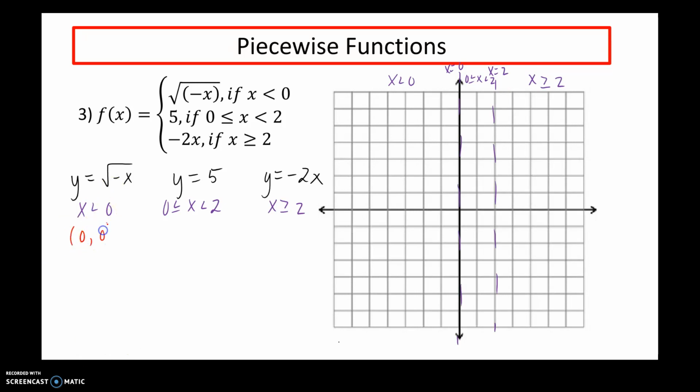When I plug 0 in, I get 0. It's going to be an open circle on the graph. It'll be a hole. On my next piece, when x is equal to 0, y is 5. That'll be a closed circle. When x is equal to 2, y is also equal to 5, because this is just a horizontal line, but that'll be an open circle. And then on my last piece, when x is equal to 2, y is equal to negative 4, and that'll be a closed circle. I'm going to graph the square root one last.